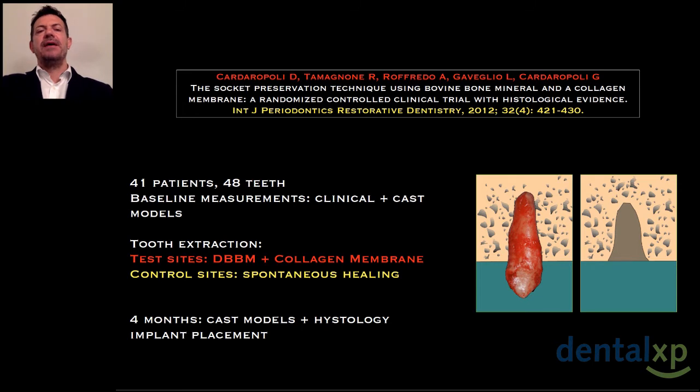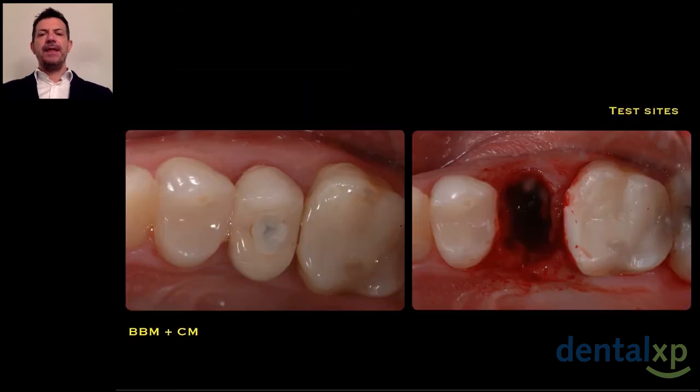After 4 months, on cast models, we evaluated the volume of the ridge, and we also performed histological analysis in order to understand the histology of the new tissues where we will place the implants, because after 4 months, 48 implants were inserted. This is a clinical case from the test group.